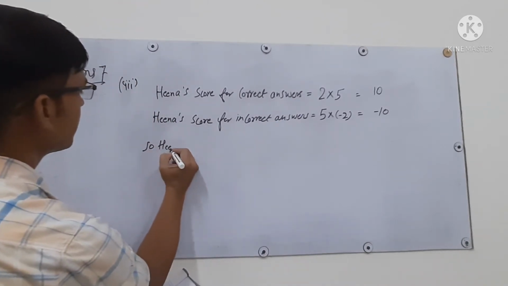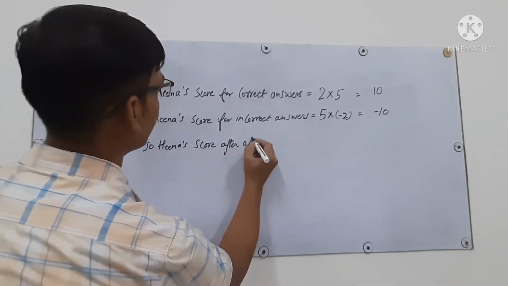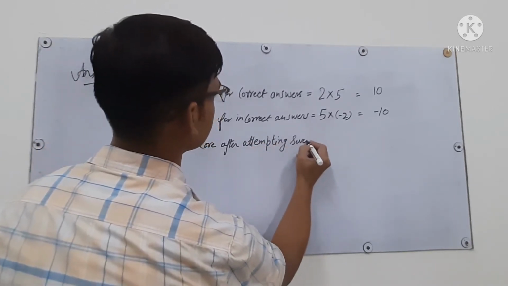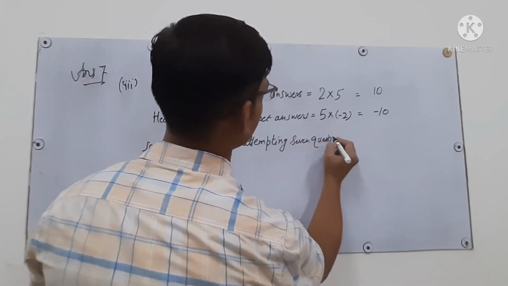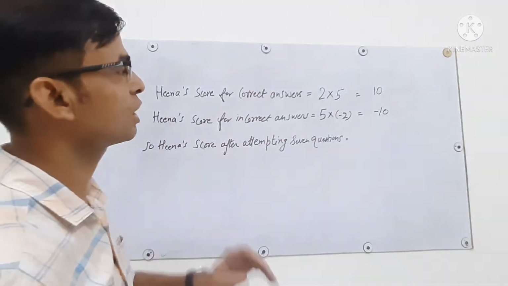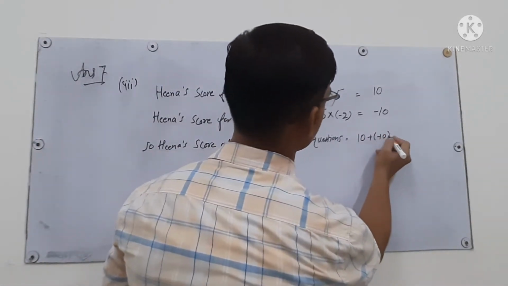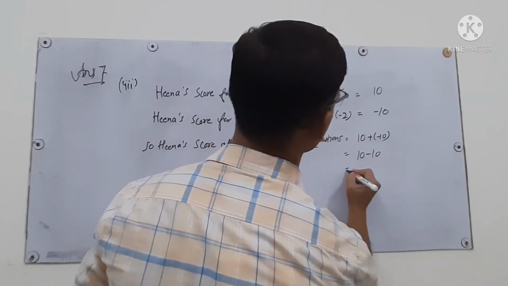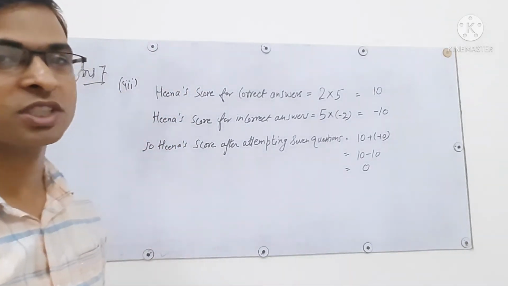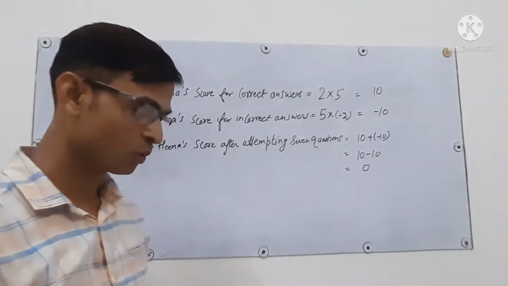So Hina's score after attempting 7 questions. Okay. As Hina has attempted only 7 questions, in which she has 2 correct and 5 incorrect, what will be her score? 10 plus -10. So it will be 10 minus 10, and it will be, yes, correct, 0. So you can see from here that these questions are too easy, and you can easily do them in your notebook also. Okay, so please note it down.